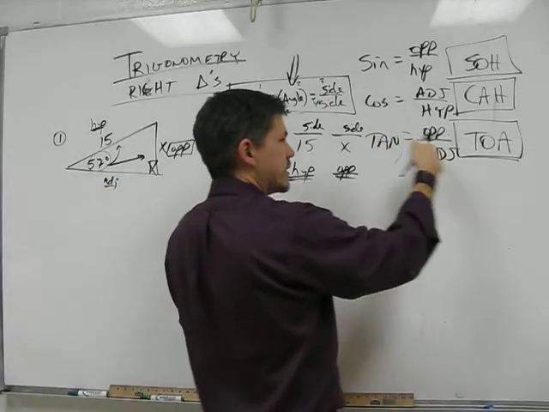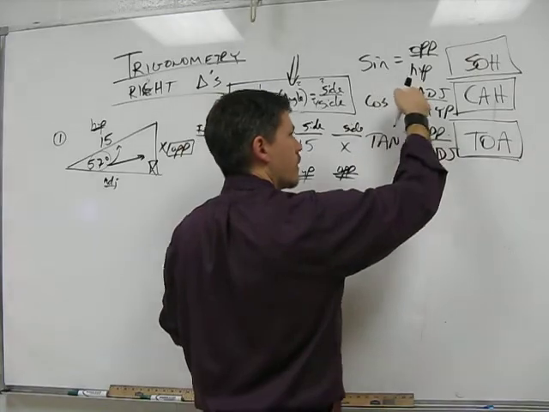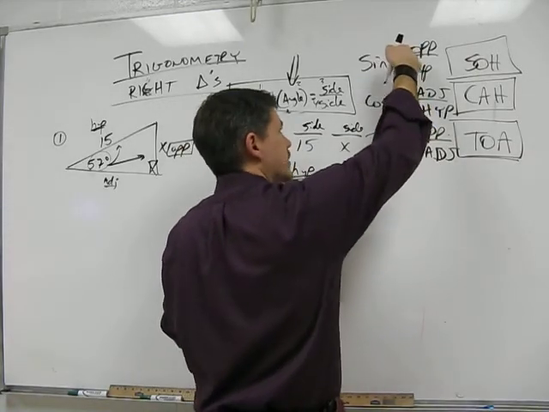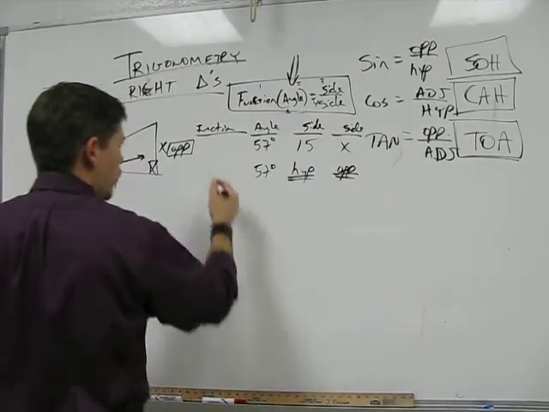So am I going to use tangent? No, because it has opposite and adjacent. Am I going to use cosine? No, adjacent and hypotenuse. Am I going to use sine? Opposite and hypotenuse. Ding, ding, ding. Sine. So I'm going to use the sine.